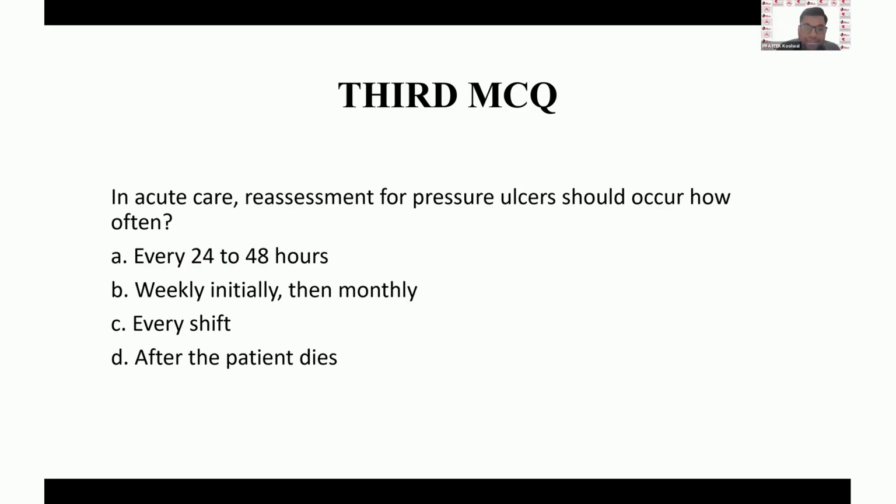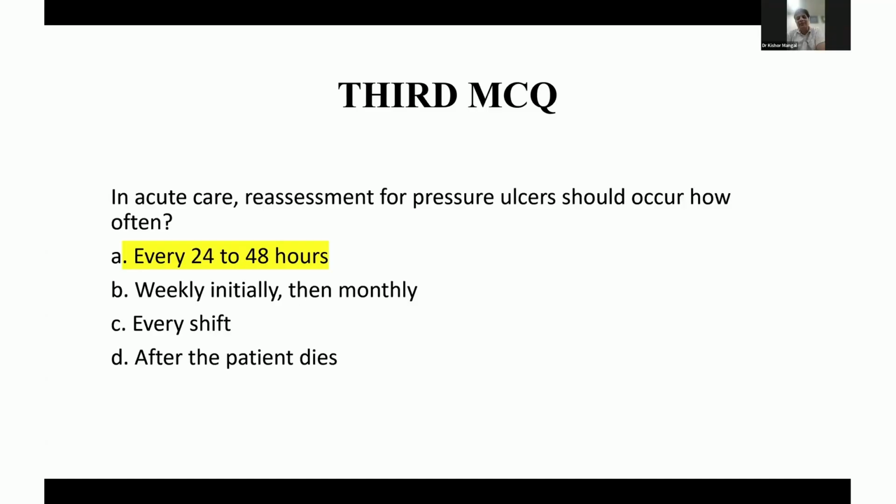The correct answer is what I've already shown you. In acute care, reassessment of pressure ulcer should occur every 24 to 48 hours. If you assess every shift, it will not change. You can only see the positioning and the area every shift, but a change in pressure ulcer is seen every 24 to 48 hours. Over to you, sir, if anything can be added.